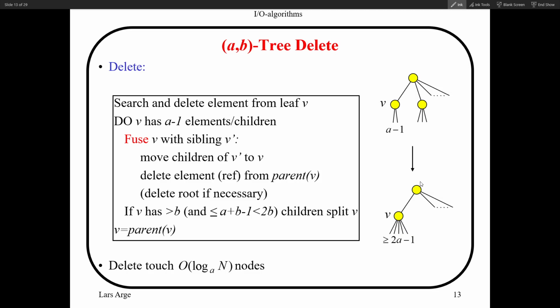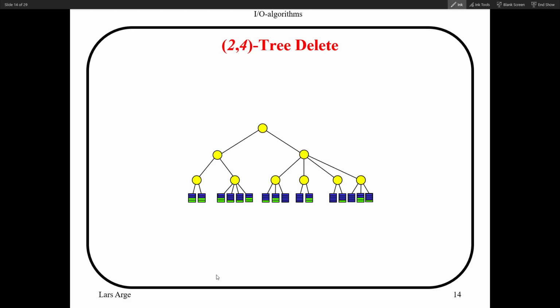In that case, we go to the parent and we repeat the same operation again. And as before with the insertion, once we reach the root, we are done, because in that case, the only thing we might need to do is delete the root if necessary, because if a root ends up with degree 1, then we can just delete it and create a new root. So again, deletion touches log base a of n nodes. There's also an example with deletion.